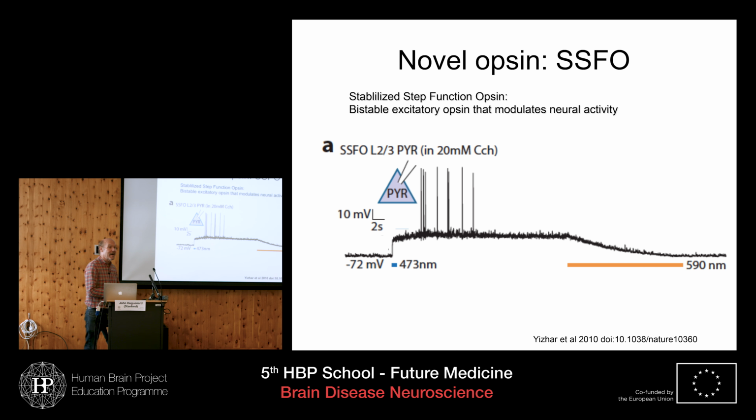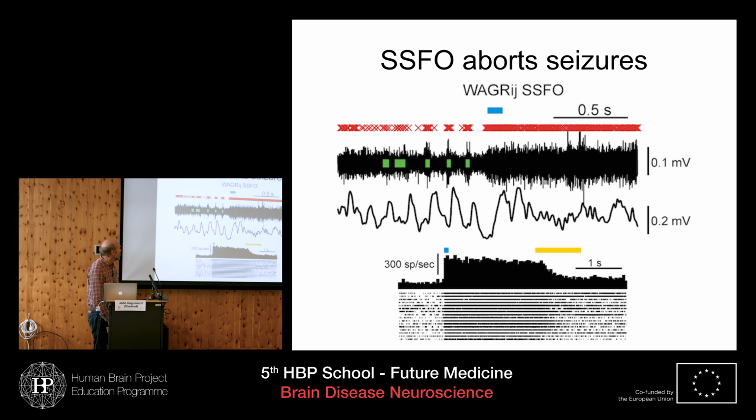So this is a perfect opsin for us for our studies of thalamic bursting, because I've showed you in the slide that as the cells are depolarized, they're incapable of bursting. So the question is, can we detect a seizure, switch the mode of the cells from burst firing to non-burst firing by activation of the SSFO, and will that suppress the seizures? And sure enough, it's extremely effective.